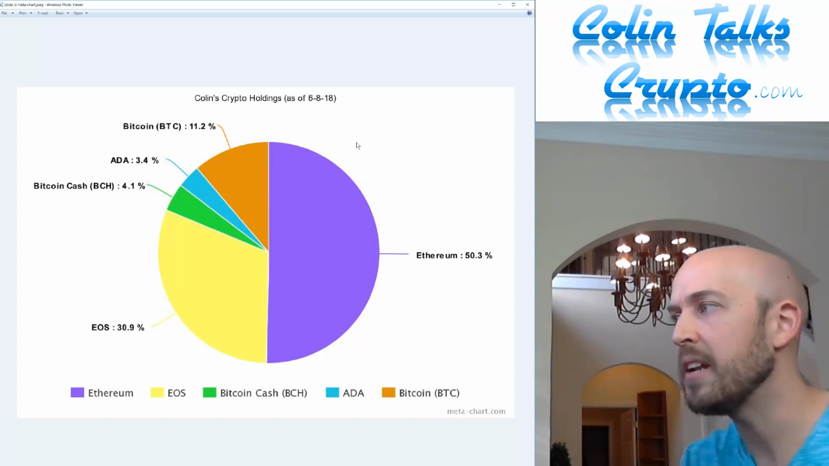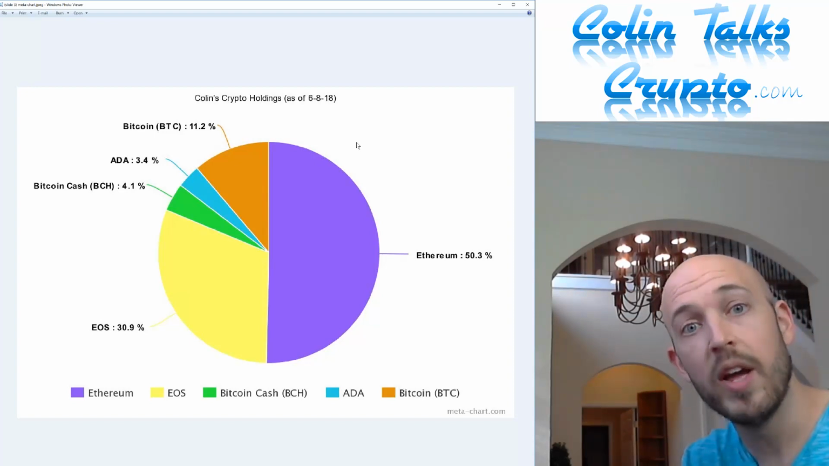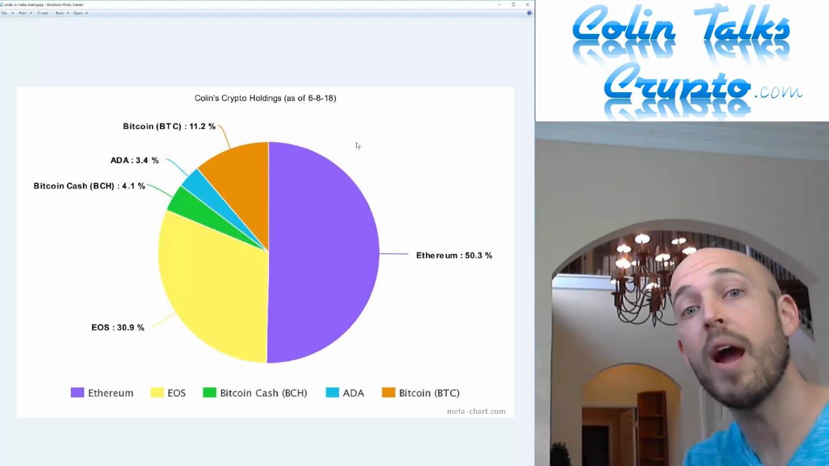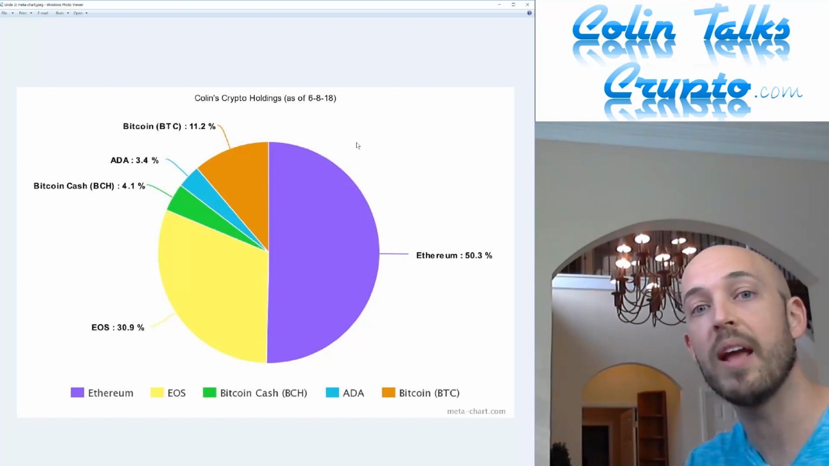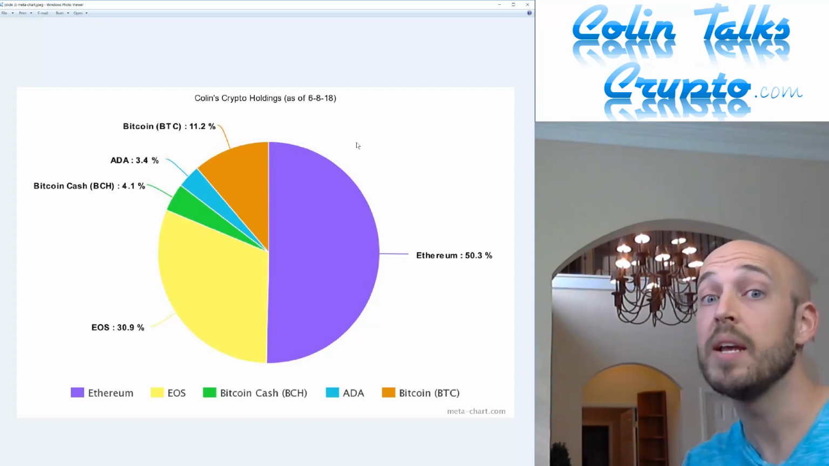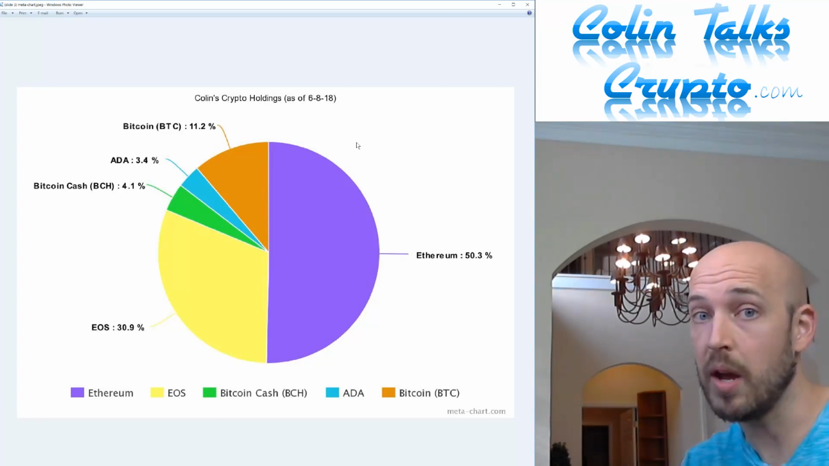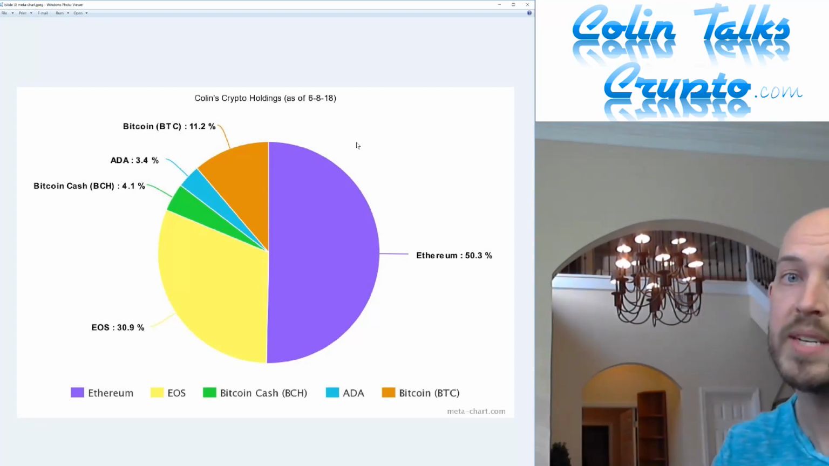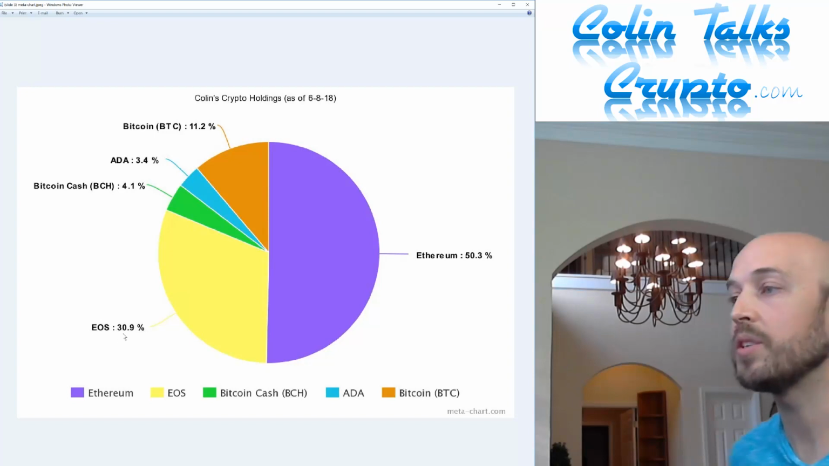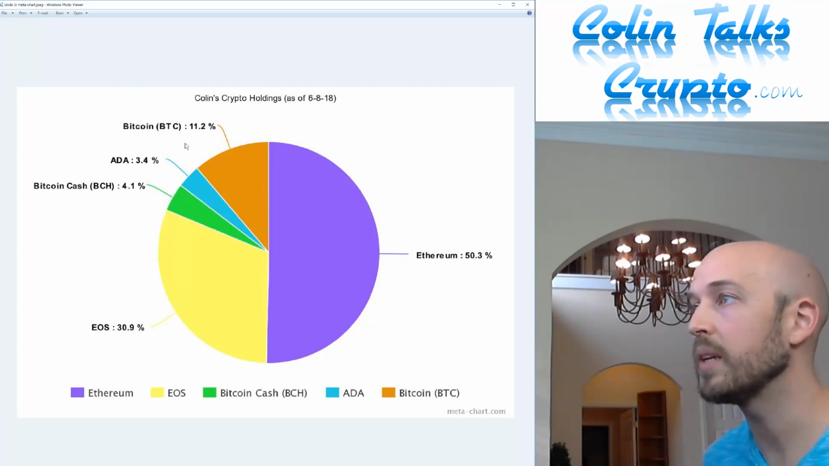But again, Ethereum was another failure to scale, just like Bitcoin was. And so far, every time that there's this massive problem in scaling and there's a solution, the solution seems to be where all the money goes. So that's why I went into EOS. So there we are, EOS 30%. So let's move on to my other holdings here.